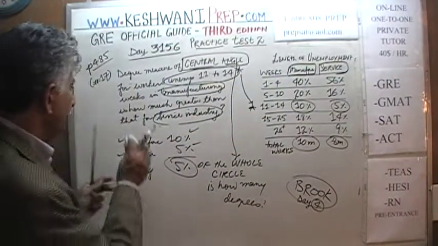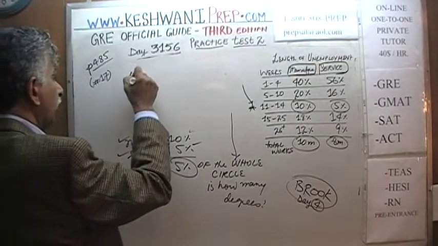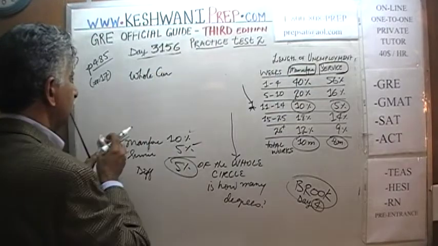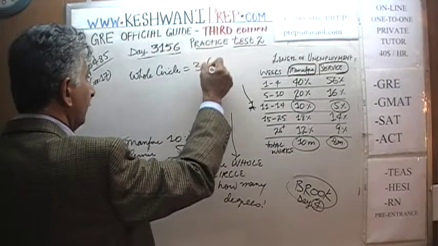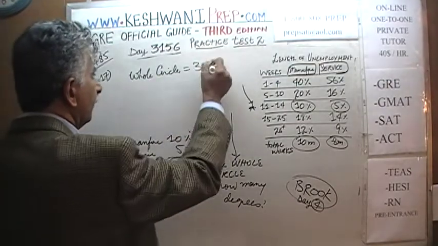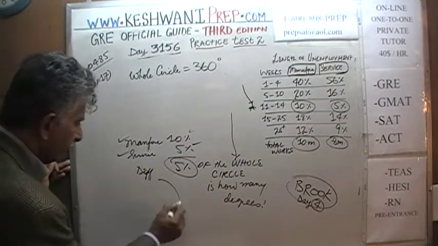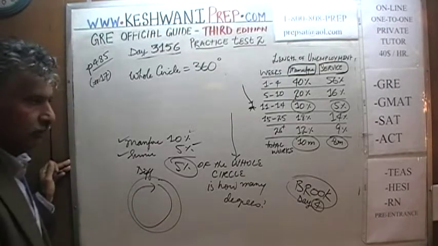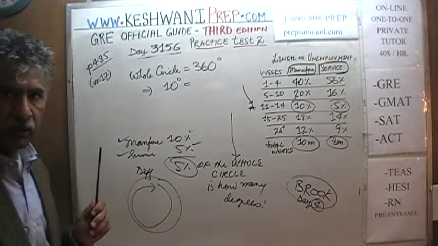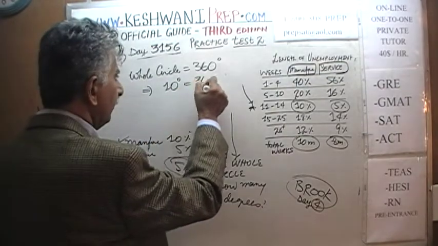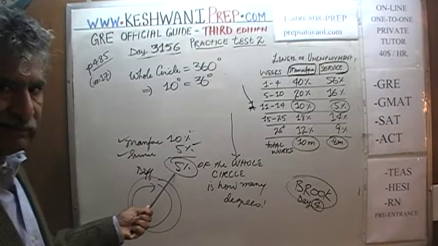Well, it's very straightforward. We know the whole circle is made up of 360 degrees. That we do know. If we have a whole circle there, that will be 360 degrees. If that's true, then 10% of the circle must be 36 degrees. But we don't want 10%. We want to know how many degrees is 5% of the whole circle.